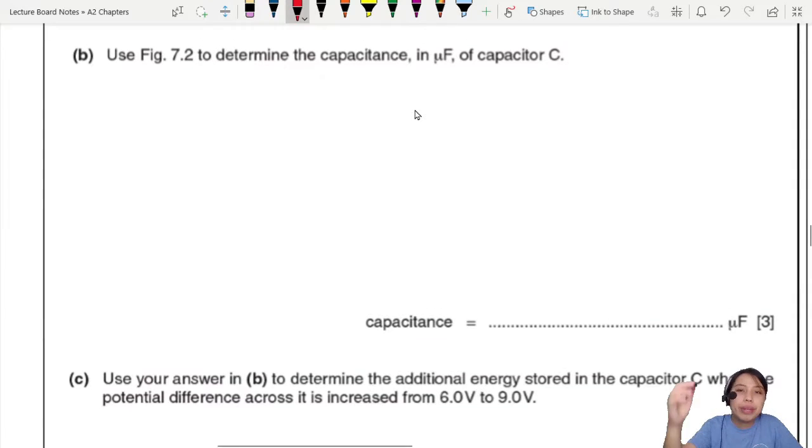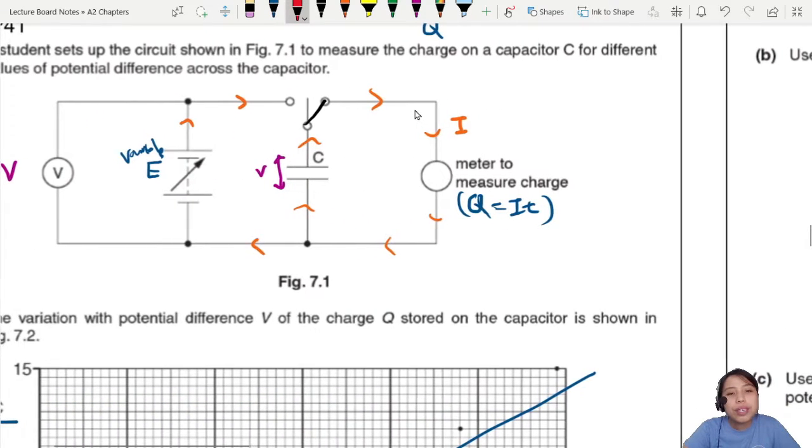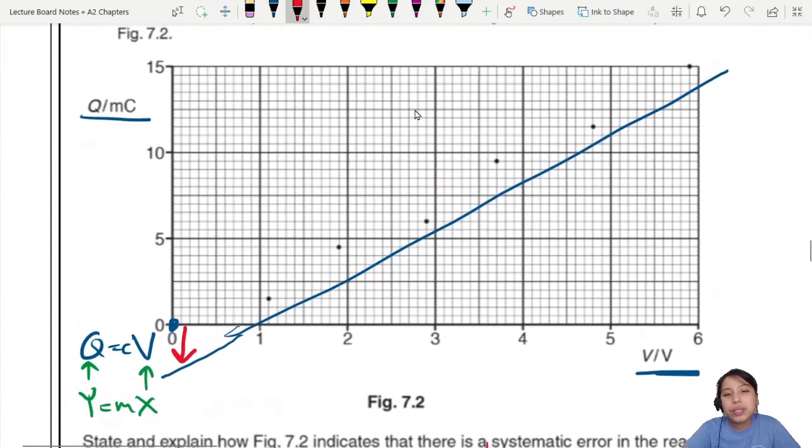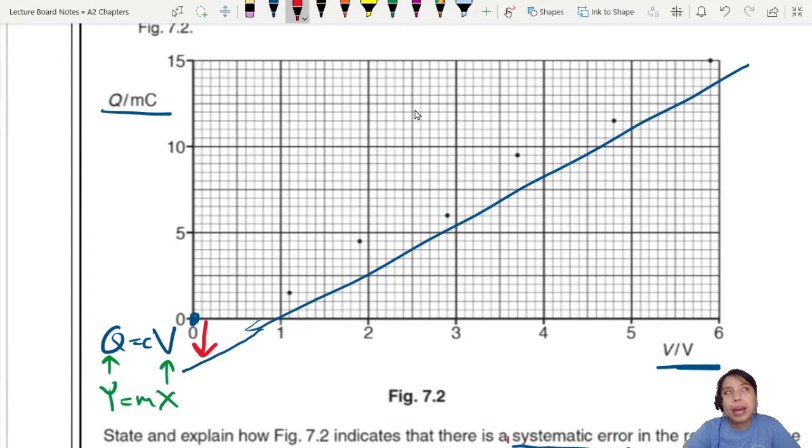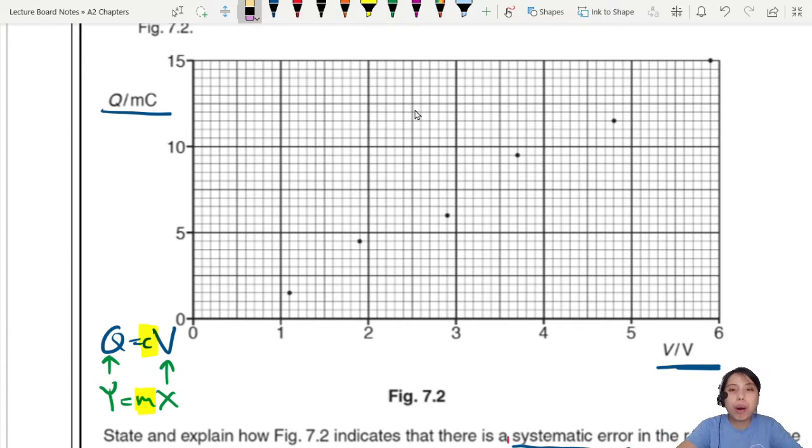Use a graph to determine the capacitance of C. Ooh, use a graph. So we're really talking about graphs here. And you want to determine capacitance. Capacitance will be the gradient of a Q against V graph. So Q is the y-axis, V is the x-axis, so gradient will be C. It looks like we'll need to do a best fit line after all. Okay, let's do a proper one.